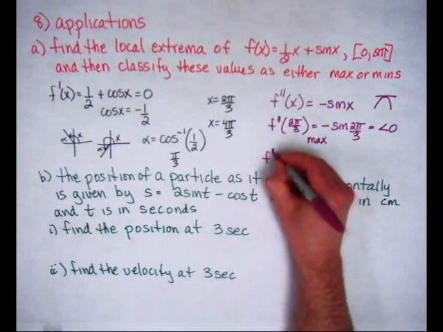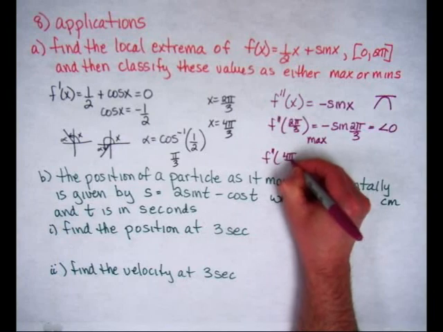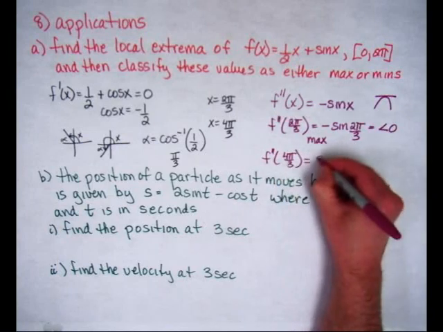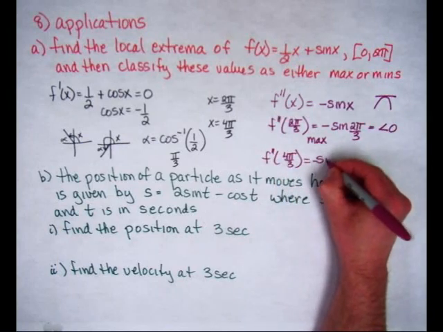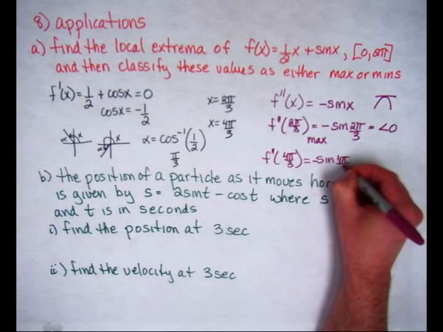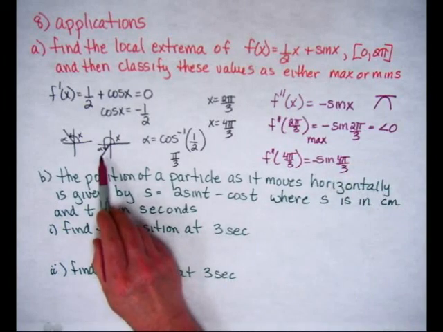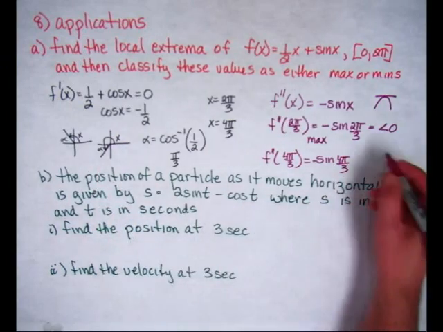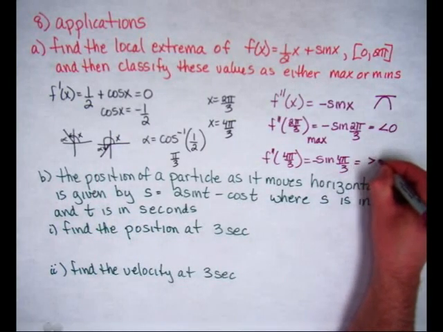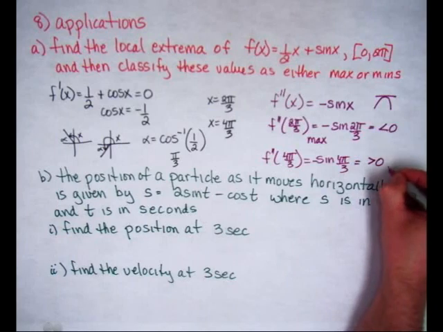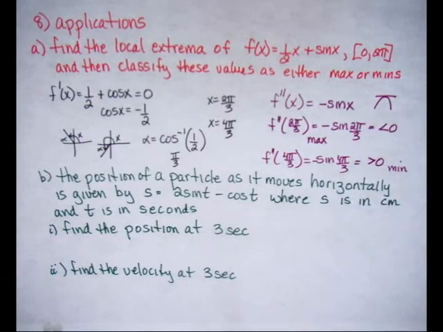And we do the same thing with 4 pi over 3. Negative sine 4 pi over 3. 4 pi over 3 is in quadrant 3, and in quadrant 3 sine is negative. So the two negatives will cancel, and we'll get a greater than 0 answer or a positive answer, and so this is a min. Okay, so we found both of the extreme values, and we've classified them, which means we've determined whether or not they're max or mins.